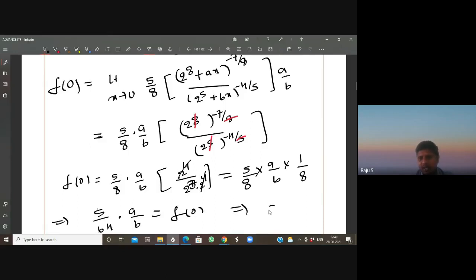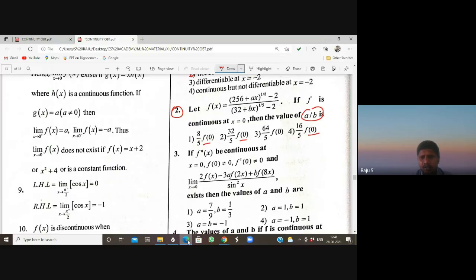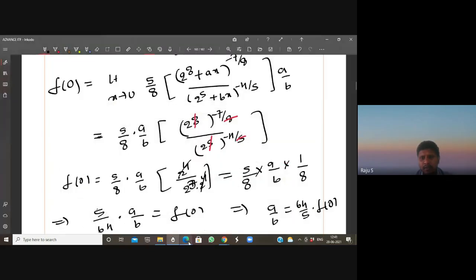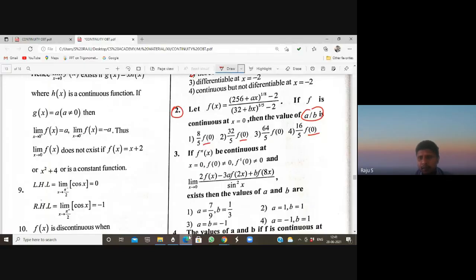So directly, the a by b value is what? 64 by 5 into f of 0. Any value is the a by b value. The third option.